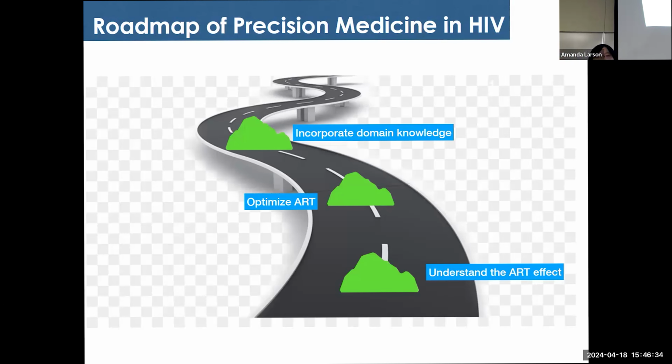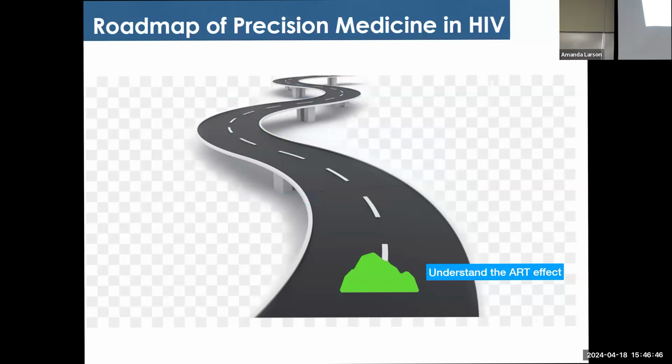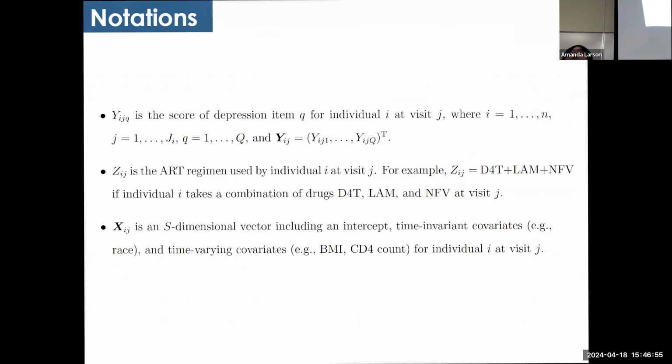That's another challenge, and then that will be our holy grail. If we can build this software and clinicians can actually use that to treat patients, that would be great. So that's our roadmap of precision medicine in HIV. I will first talk about how to understand the ART effect. I will not dig into super details of the model. I will give you the big picture.